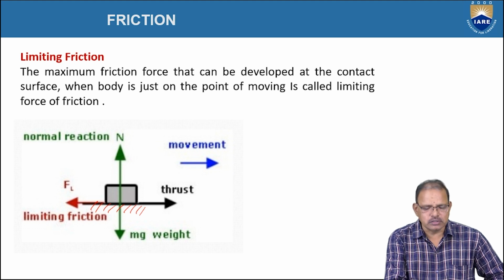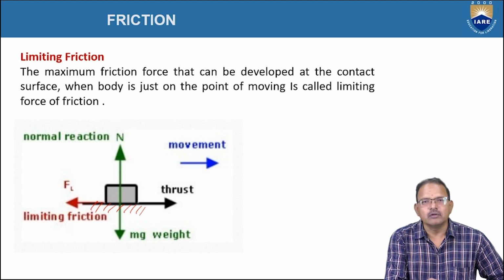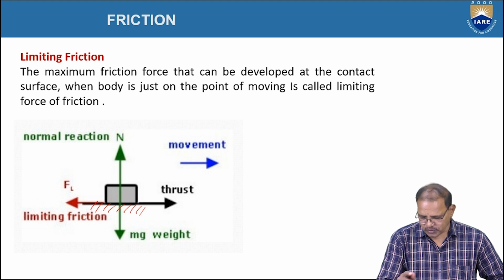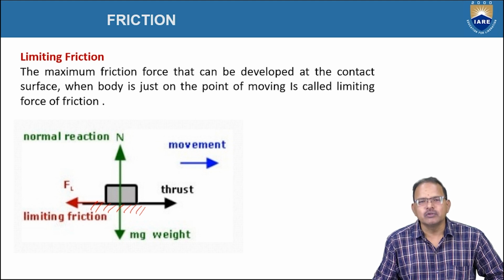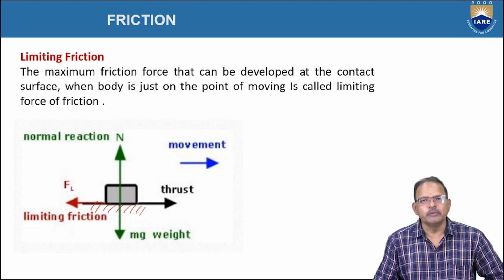About to move means it is under equilibrium. That means the normal reaction is always equal to the weight of the body. The force which is applied, tending to move the body toward the right side, is equal to the friction force. Since it is about to move, the friction force which exists is called limiting friction.